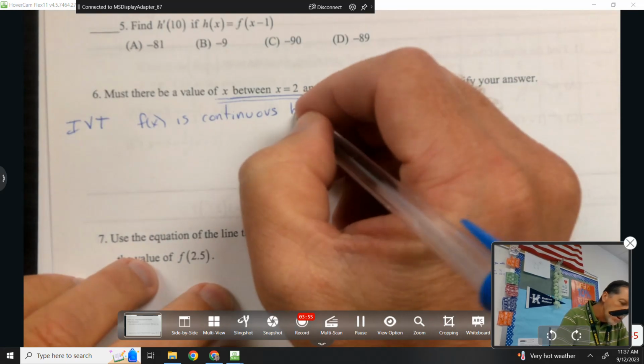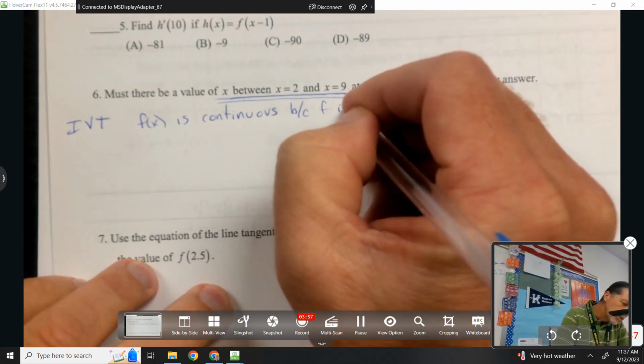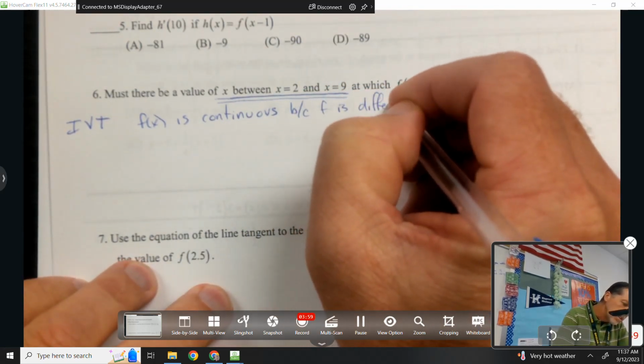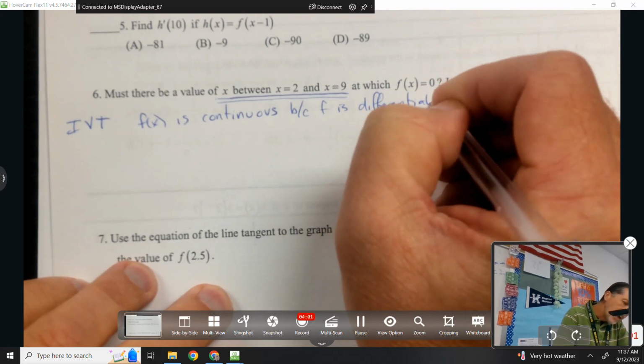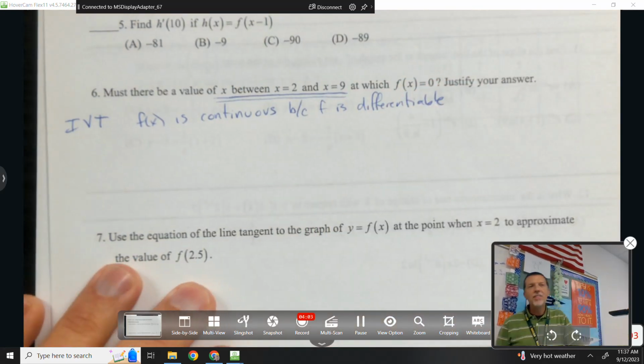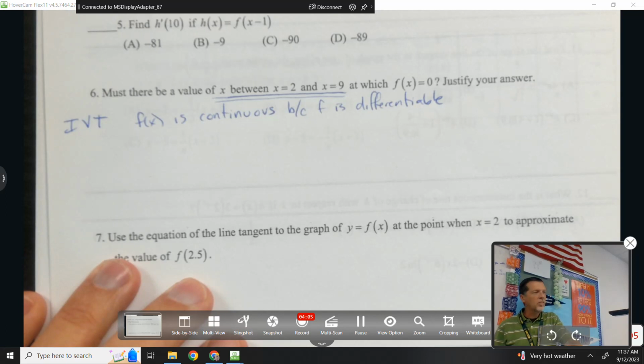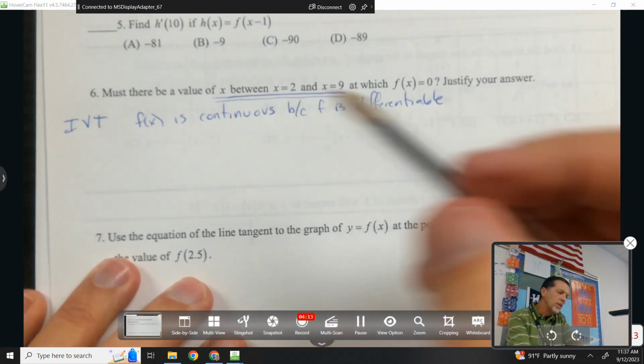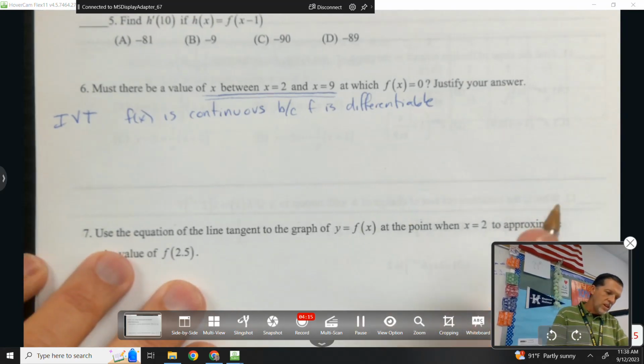It's differentiable. Because f is differentiable, meaning f has a derivative. And if f has a derivative, that means it's continuous. Be careful, it doesn't work the other way. If f is continuous, it's not necessarily differentiable, but if it's differentiable, it's definitely continuous. Okay, so that's one of the conditions.